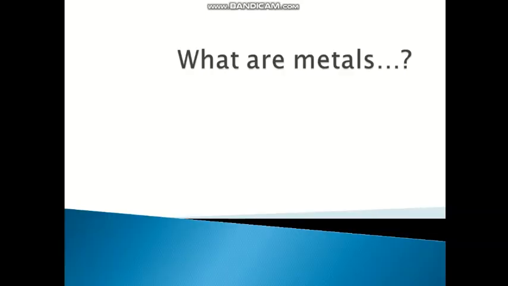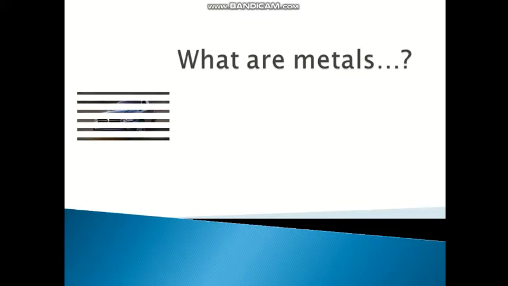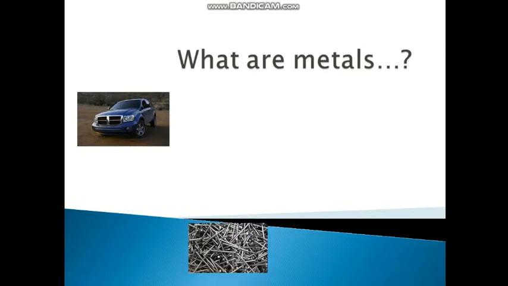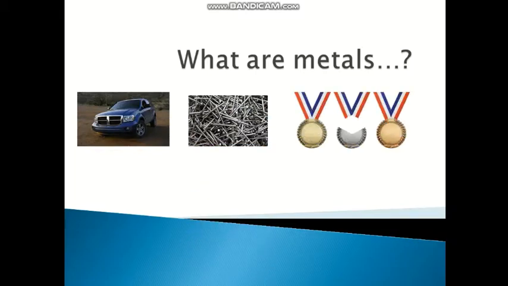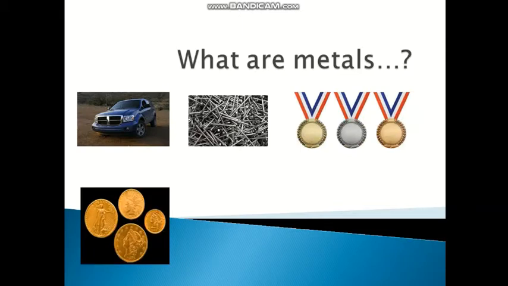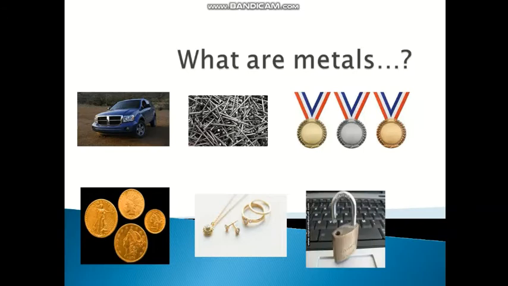Children, do you have any examples of metals? Here I will show you some common examples. A car, a bunch of iron nails, a medal, a gold coin. Here you have platinum ornaments and a key which is made up of iron.